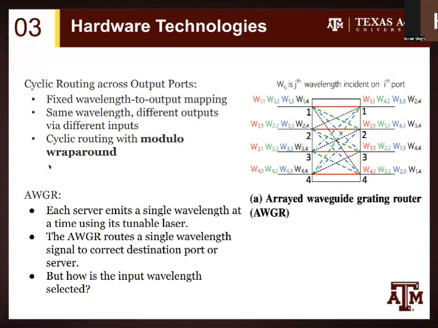For example, as shown in the figure, the same wavelength lambda 1, when sent from different input ports, ends up at different output ports. Now this is done using modular wraparound to achieve cyclical routing of the input wavelength to all the other output ports. But now the question is, how do we select the correct input wavelength to choose an output port? This is where the tunable lasers come in.